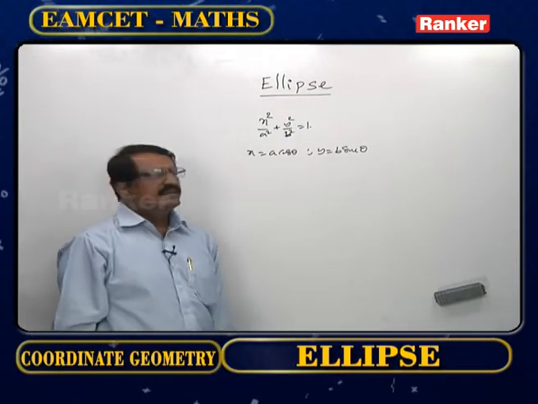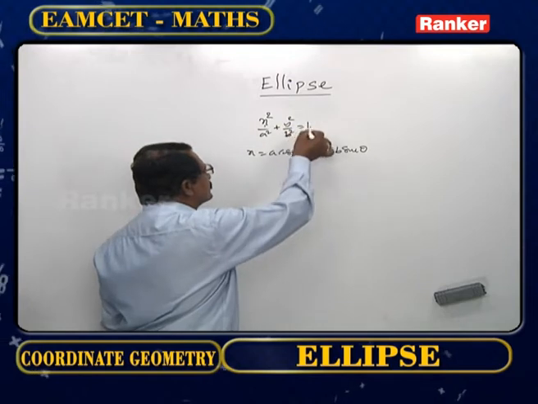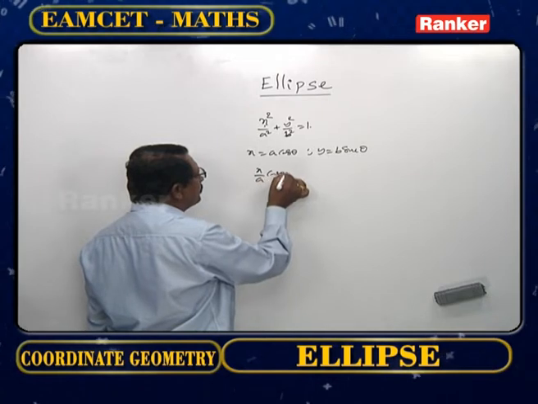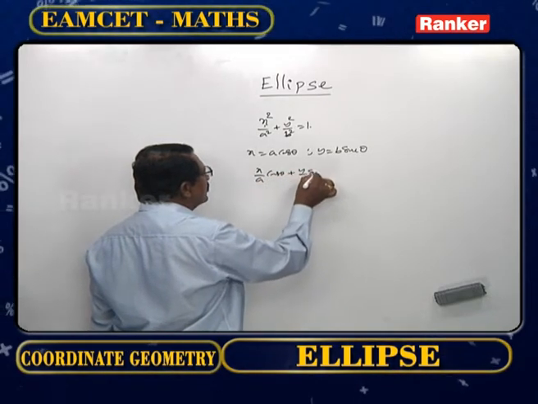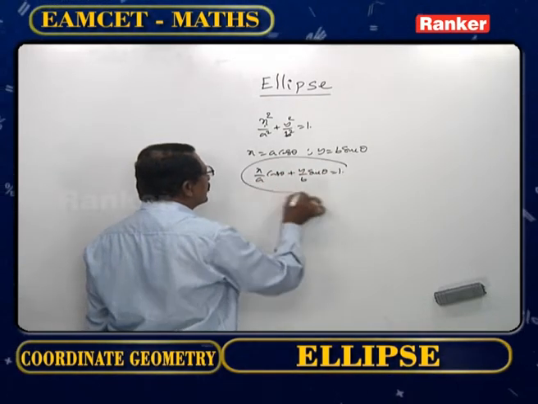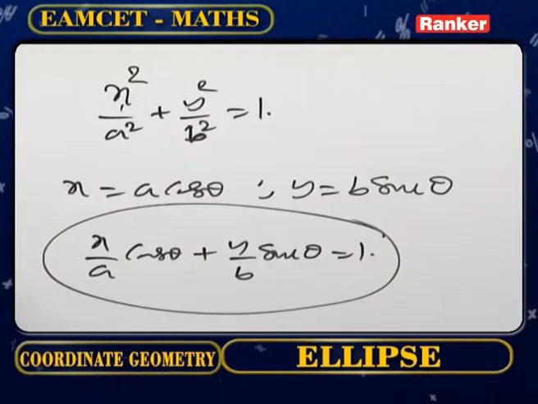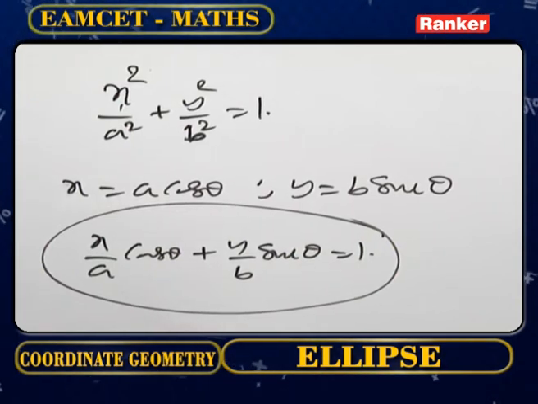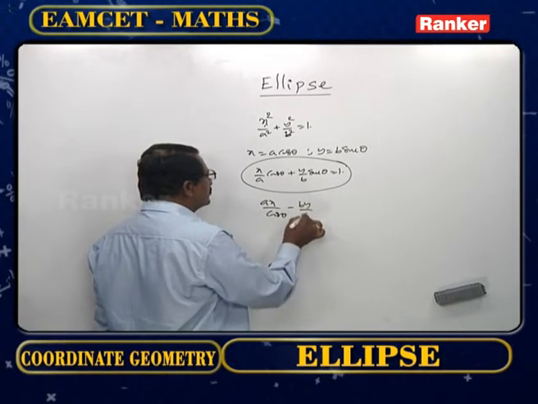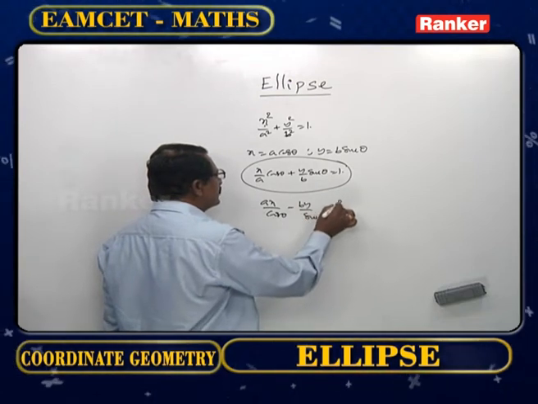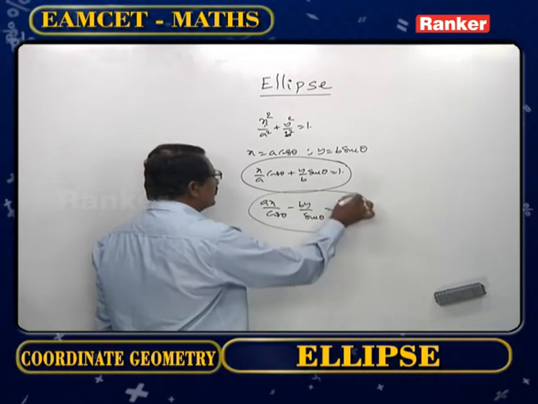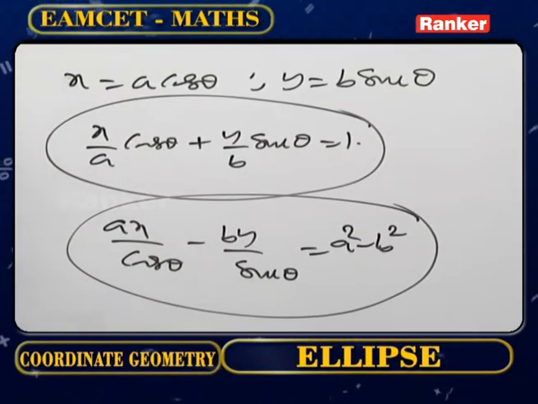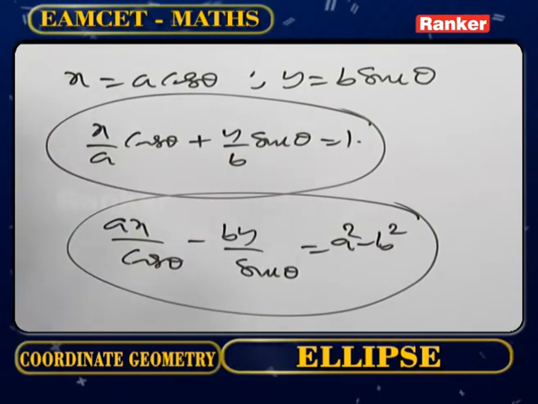Now the equation of the tangent to the ellipse x square by a square plus y square by b square equals 1 at the point theta is x by a cos theta plus y by b sin theta equals 1. Similarly, the equation of the normal at the point theta is ax by cos theta minus by by sin theta equals a square minus b square.